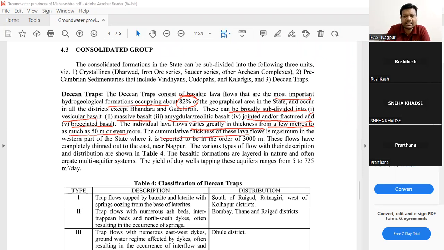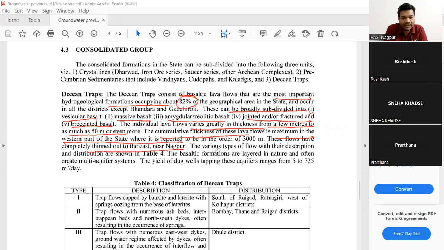The cumulative thickness is maximum in the western part of the state near the Sahyadris, and completely thins out to the east near Nagpur. After Nagpur, there is no Deccan Trap, and hence Bhandara does not have any exposure of Deccan Traps. Bhandara and Gadchiroli, these two districts.